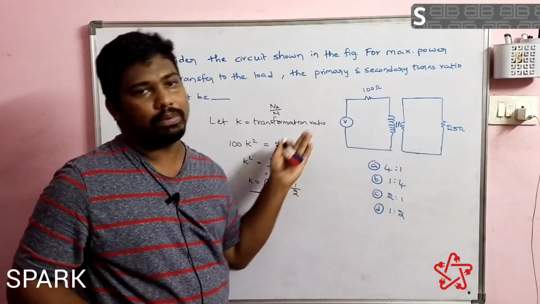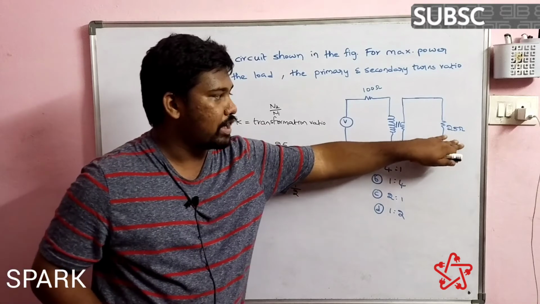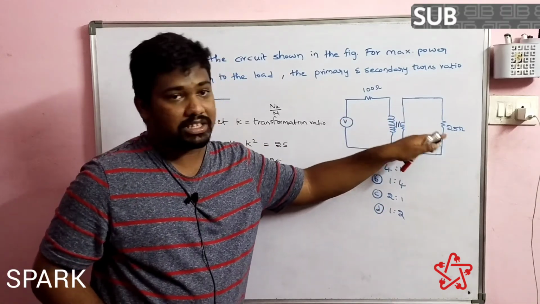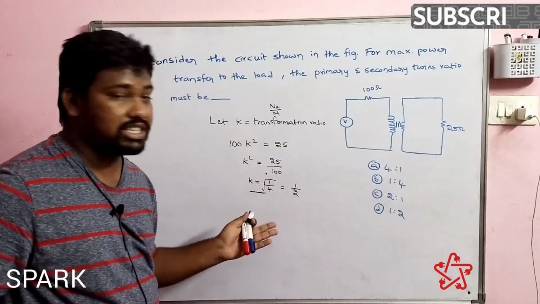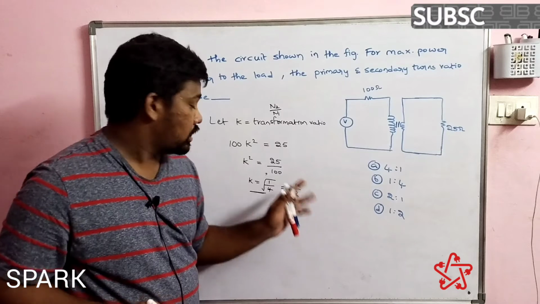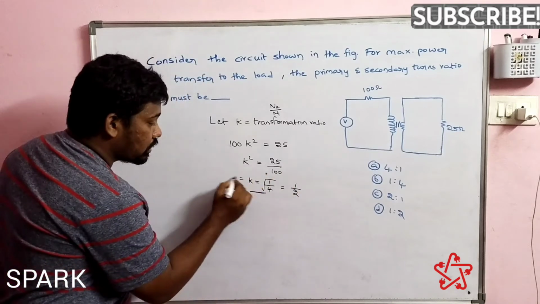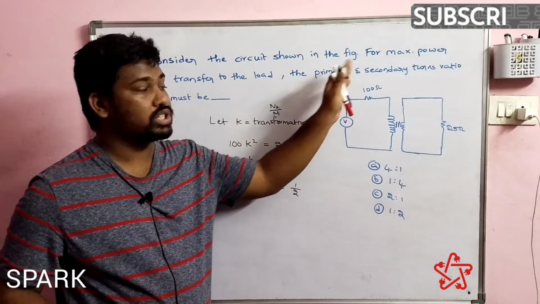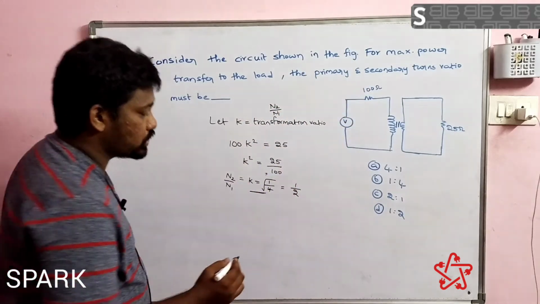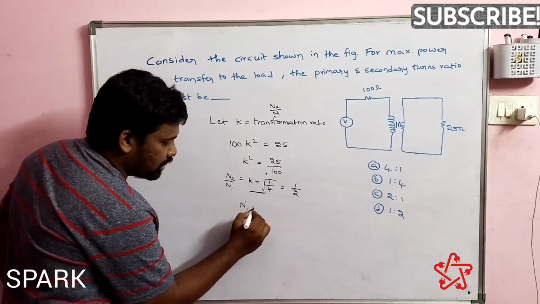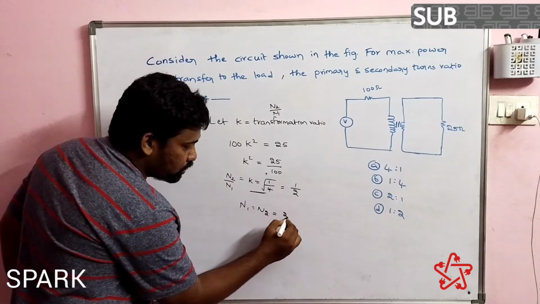Transforming the secondary resistance into the primary, you write 25 by K squared is equal to 100. After transforming, the resistance should be equal to the other resistance. This is the condition we write. After simplifying, we got K equal to 1 by 2. But this is N2 by N1, and he asked for the primary to secondary turns ratio. Here we got secondary to primary, so primary to secondary now becomes 2:1.